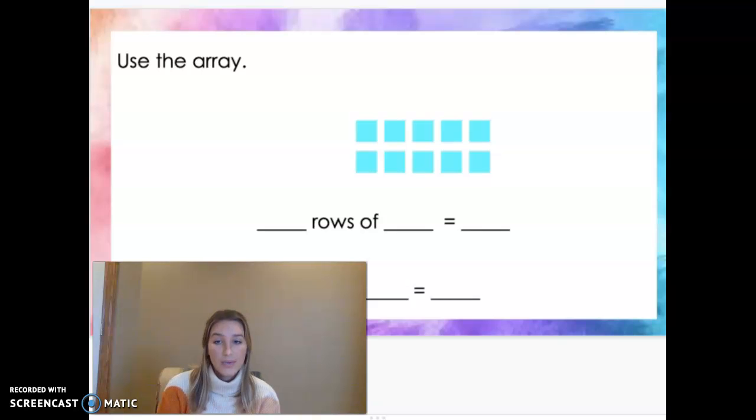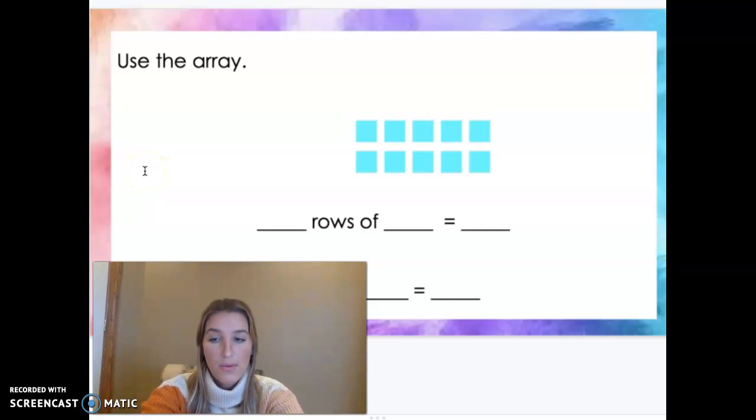I'll do the first 2 examples and you guys make sure you're following along and going at the same pace. So when I look at this array, I notice that there are 2 rows. This is the first row and this is the second row. And in each row there are 1, 2, 3, 4, 5. So I know that there are 5 columns and 2 rows.